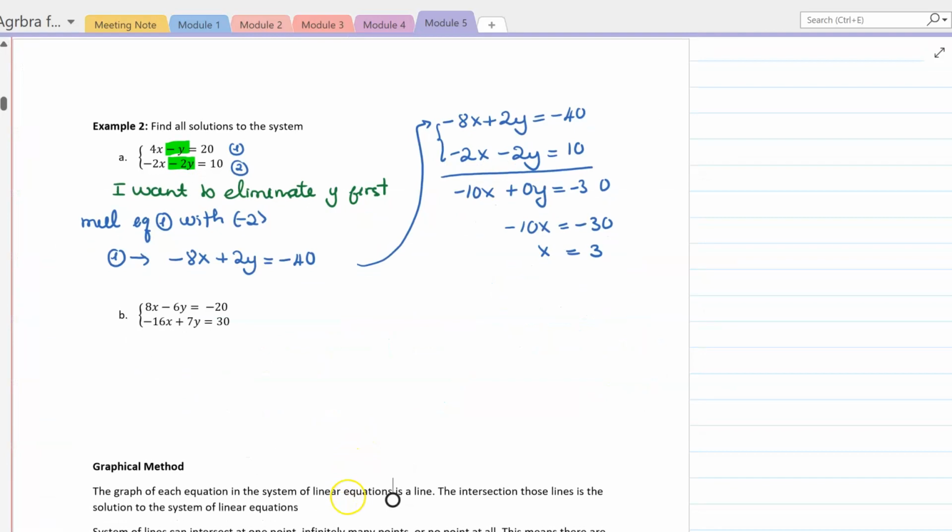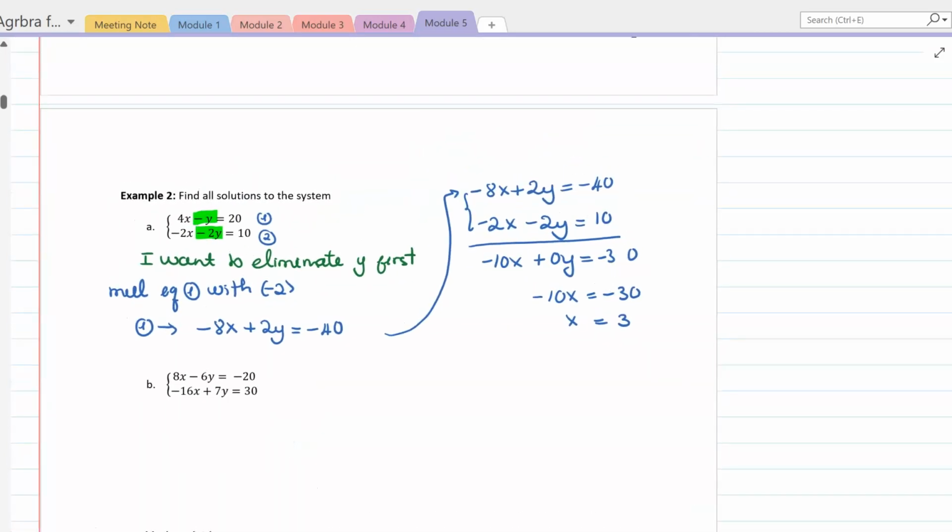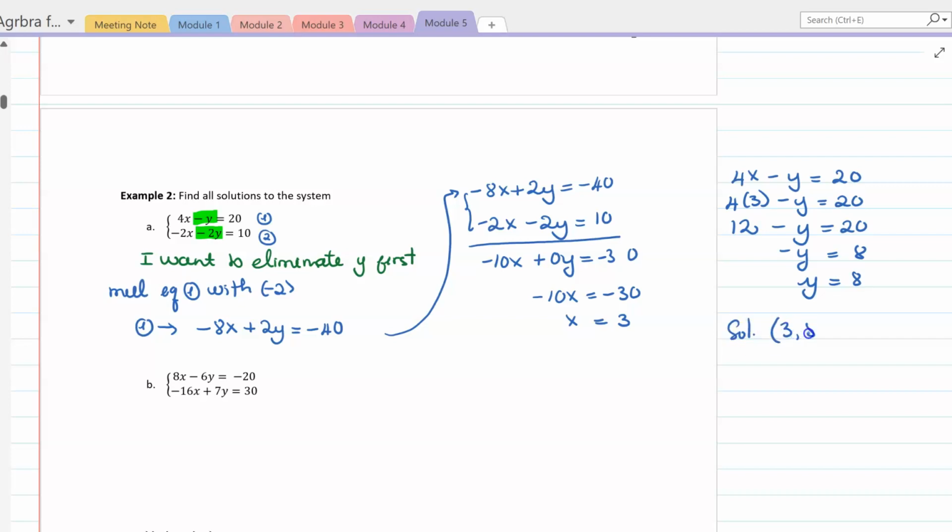Now that I have x equal to 3, I can substitute it into either equation 1 or 2 to solve for y. I'll substitute x equals 3 into equation 1: 4x minus y equals 20. This means 4 times 3 minus y equals 20. So y here is equal to negative 8. So the solution to the system is the ordered pair (3, negative 8).